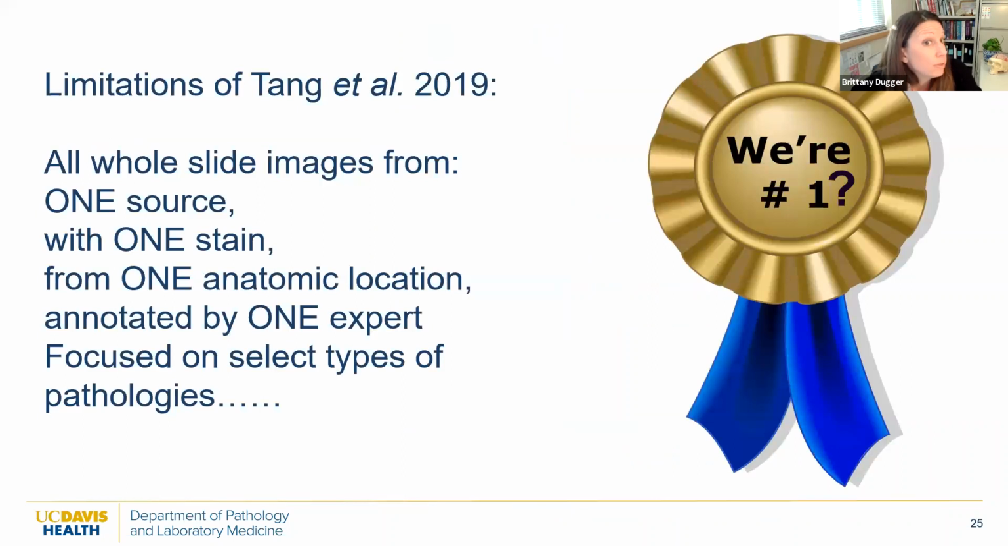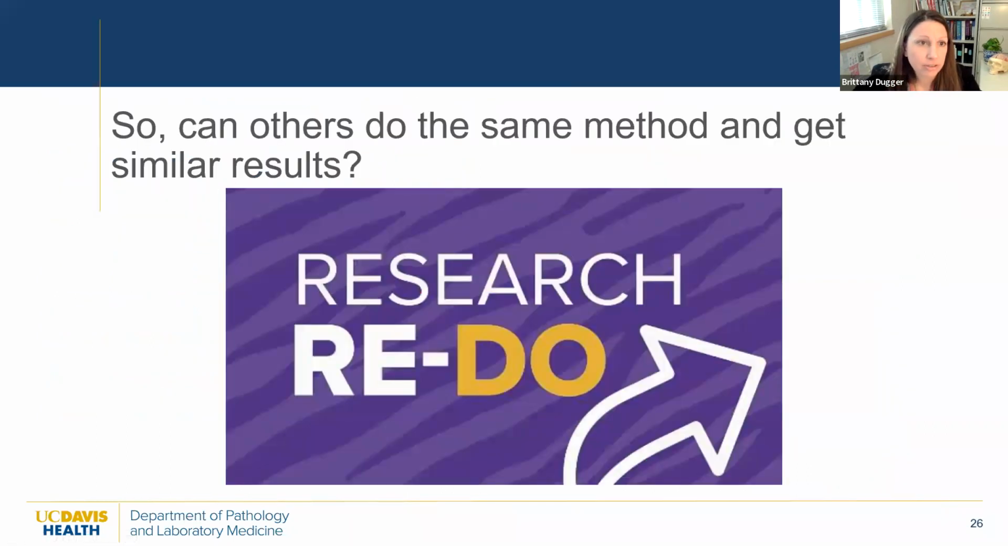And so even though we published that paper, right, the whole slide images were from one source, one stain, one anatomic area annotated by one expert. And it was only for select neuropathologies. So there's a lot of limitations, but at the same time, we did the pipeline. So what do you got to do in research? It's not just search, it's research. You got to redo it.